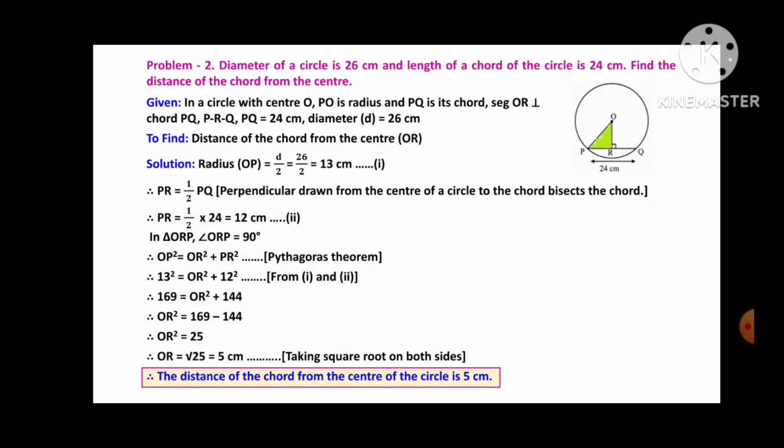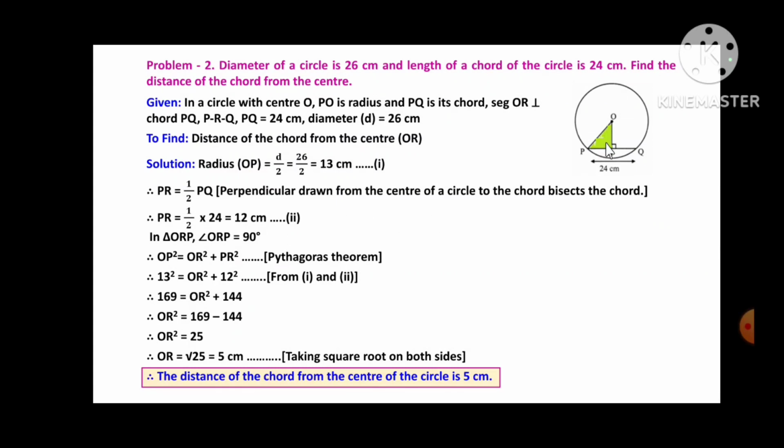So friends, from the diameter we first have to calculate the radius. Radius is equal to diameter upon 2, 26 upon 2, 13 centimeter. What is PR now? PR is nothing but half of PQ, since a perpendicular drawn from the center bisects the chord. So PR is half into 24, 12 centimeter. PR is 12 and this OP is 13.